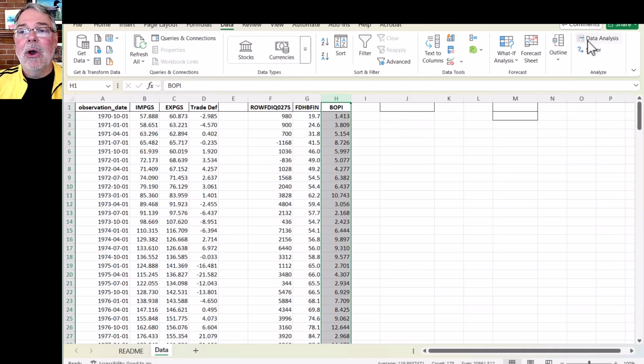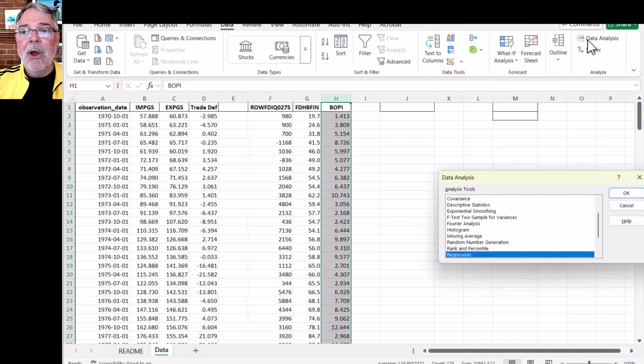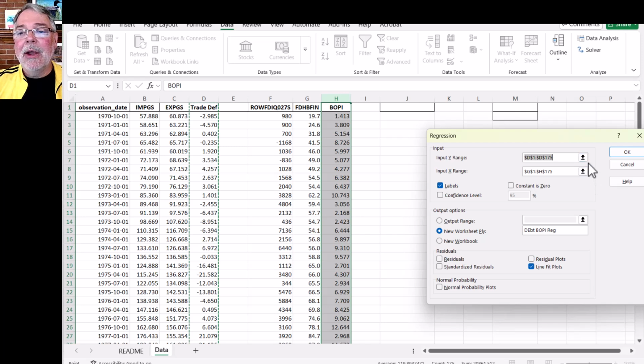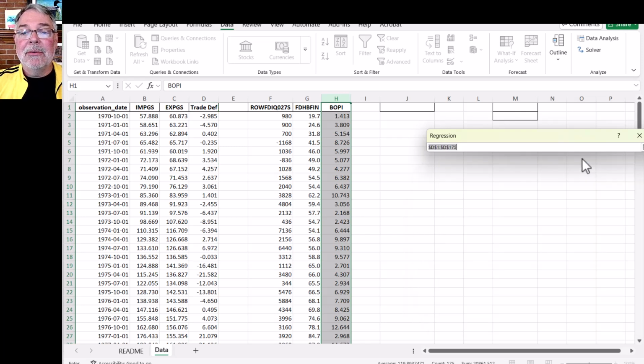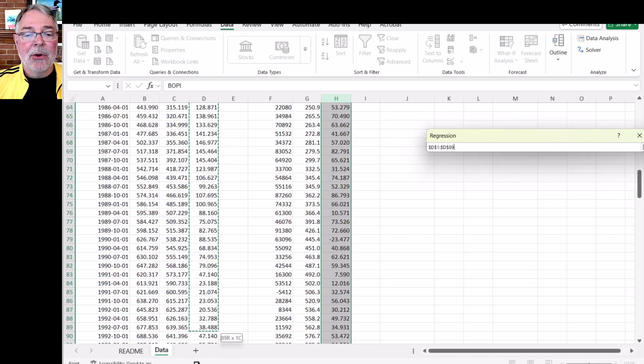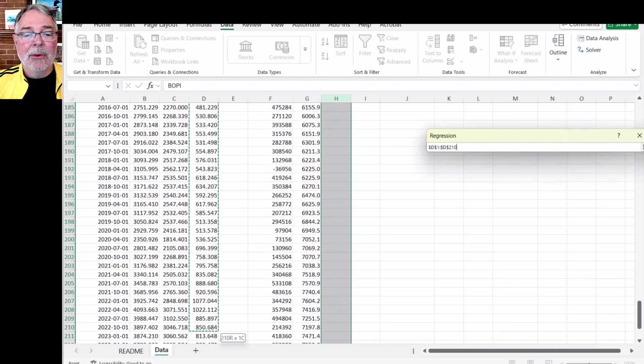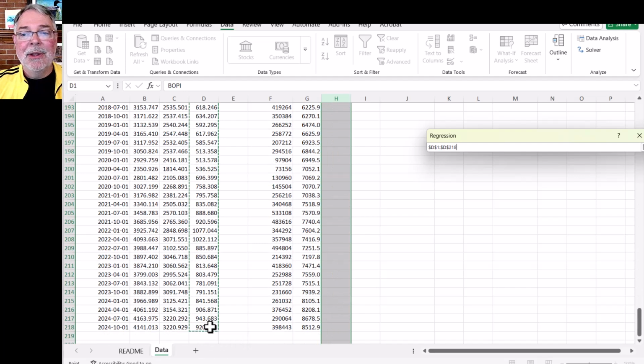Now, let's just go and run our data analysis. So we pull up regression, and I've already walked myself through it. So it's going to come up as regression. And we're going to have to say, all right, what's our dependent variable? Our dependent variable is trade deficit. And so we'll do our little thing here, run down.